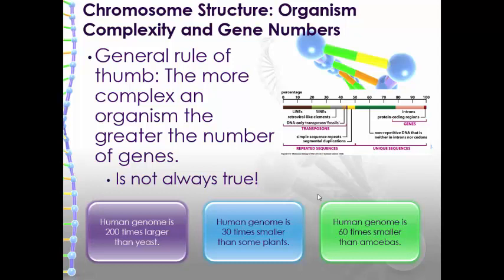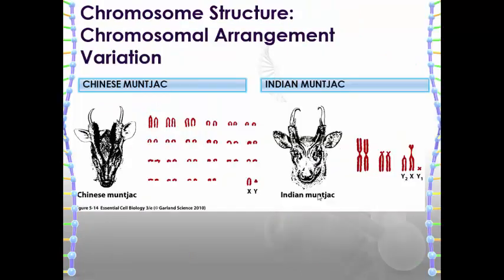An example of how complexity and the number of genes are not necessarily related can be observed in a number of plants and amoebas. These single-celled eukaryotes and plants contain many more genes than we do. So remember, just because organisms are highly complex does not mean that they have a large number of genes. This slight correlation also plays out in chromosomal numbers.